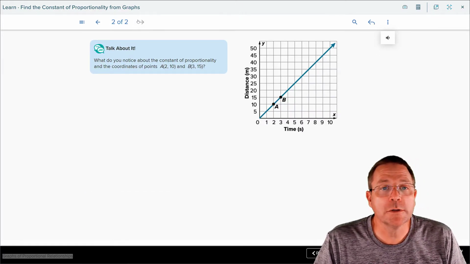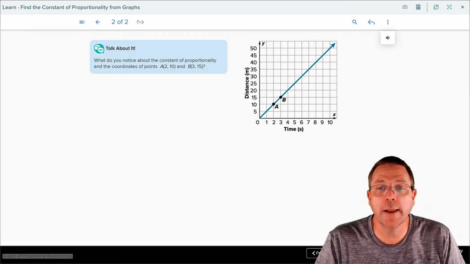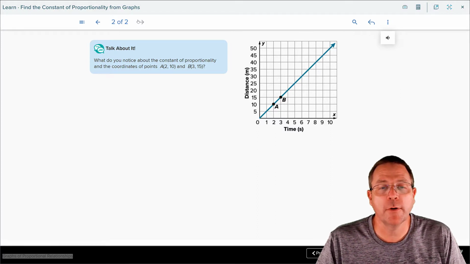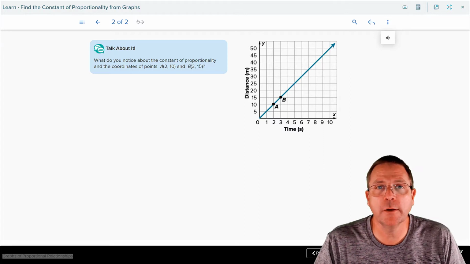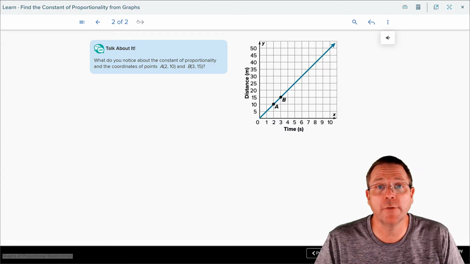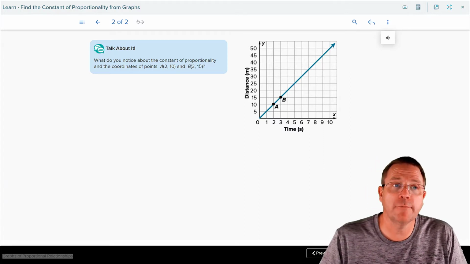What do you notice about the constant of proportionality and the coordinates for points (2, 10) and (3, 15)? Well, I think what I would notice is that if I was to simplify those ratios, it would come back down to that 5. If I was to take the 10 divided by 2, I get 5. If I take the 15 divided by 3, I get 5 again.